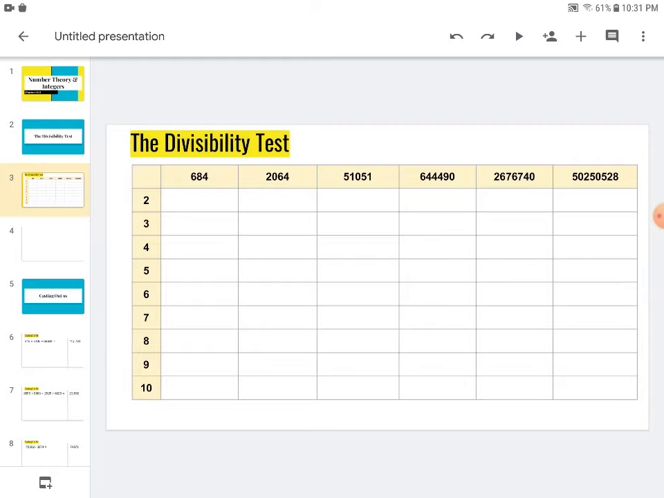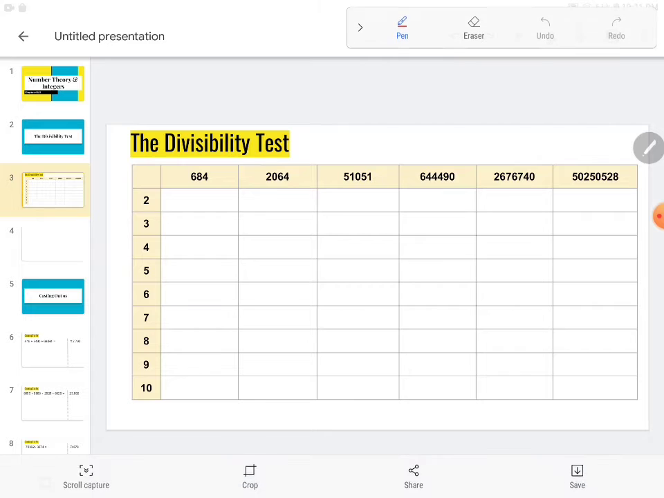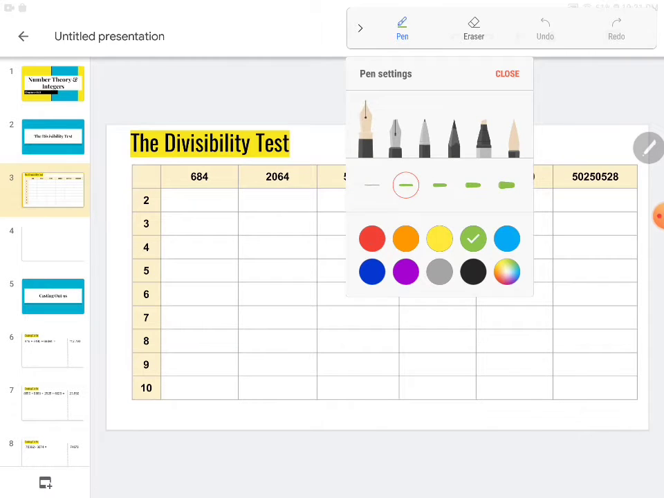So let me get my handy dandy screen right out, and we are going to start out with 684. To make this a little bit simpler, we'll start out with our row for 2. We'll go ahead and divide everything by 2, see what's divisible by it and what isn't. If anything's divisible by 3, 4, we'll just put a check by it.